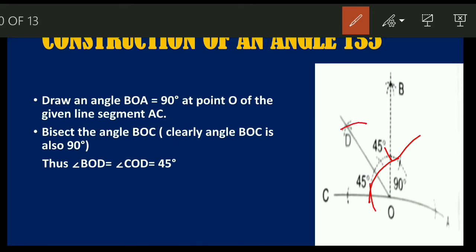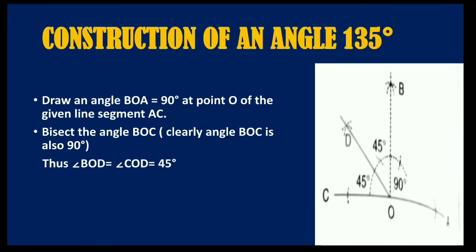Again you take this as center and cut this arc, and where they intersect, that line you extend it, and that will become 45 degree. Now from here to here it will become 135 degree. This is how you have to draw 135 degree with your compass and ruler. So angle AOD equals 90 plus 45 equals 135 degree.